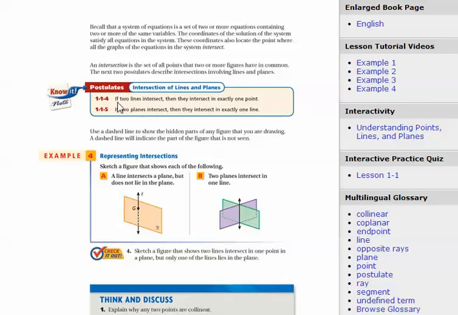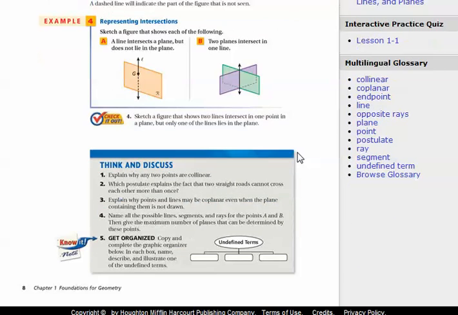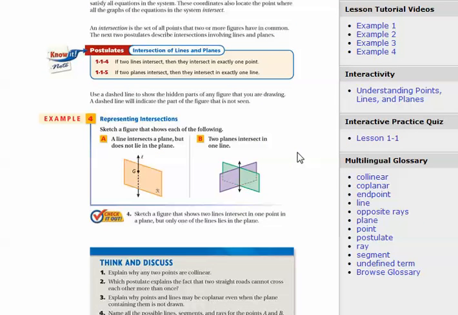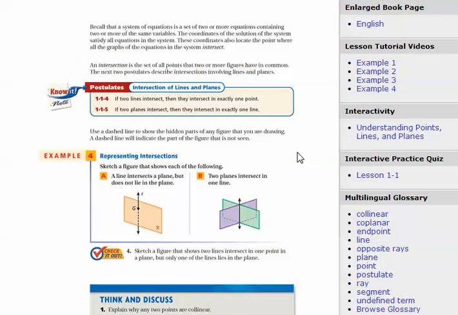Then we have a couple more postulates here as far as the intersections of lines and planes. If 2 lines intersect, then they must intersect in exactly 1 point. If 2 planes intersect, then they are going to intersect in 1 line. And you can kind of take a look at some examples there. A lot of these beginning examples are just really to kind of, as I mentioned, make sure that we're all on the same page, talking the same language, and it's pretty basic stuff, just kind of naming things.